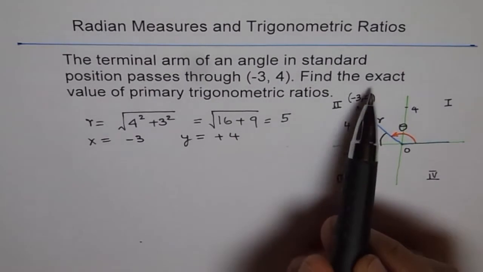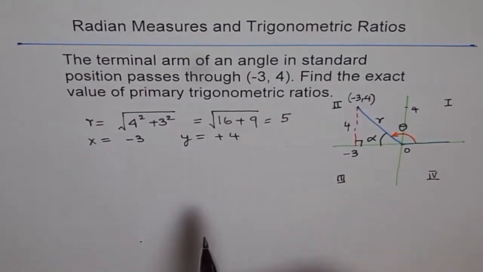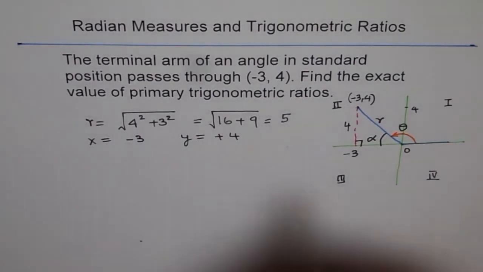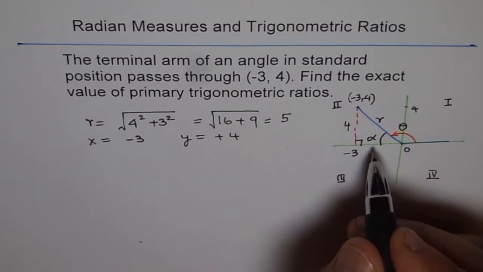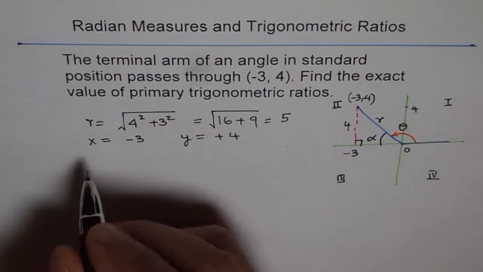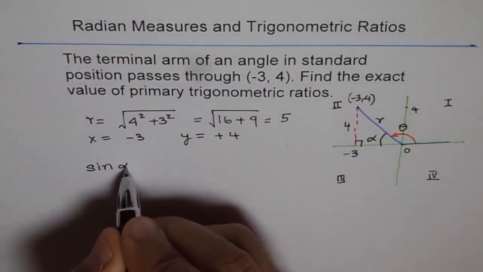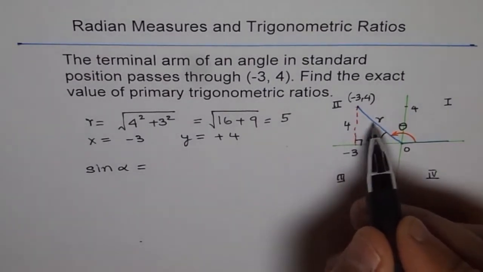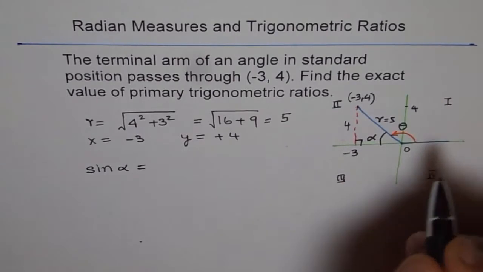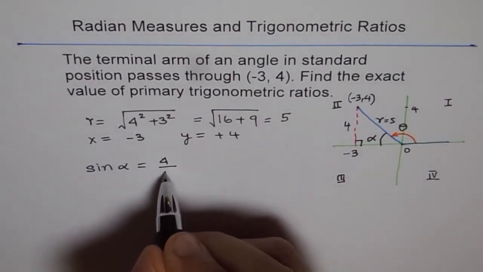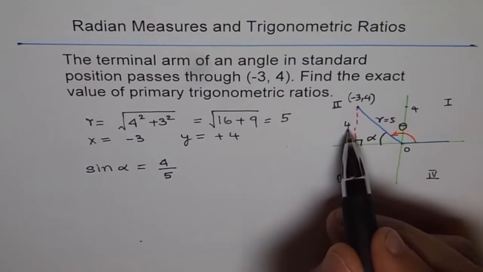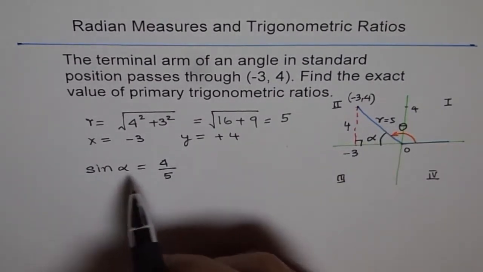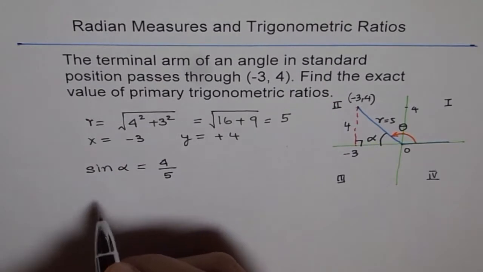So the question is, find the exact value of the primary trigonometric ratios. The three primary trigonometric ratios are sine, cosine and tangent. So we'll find sine of alpha. Sine of alpha will be opposite over hypotenuse, which is 4 over 5. r is equal to 5, we calculated, right? So it is 4 over 5. 4 is positive and 5 is also positive. Sine is positive, correct?